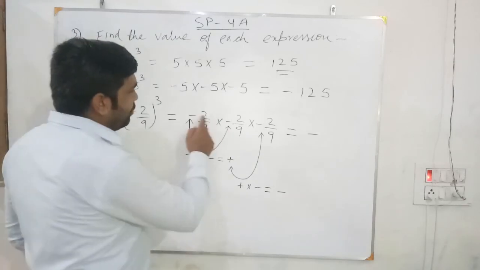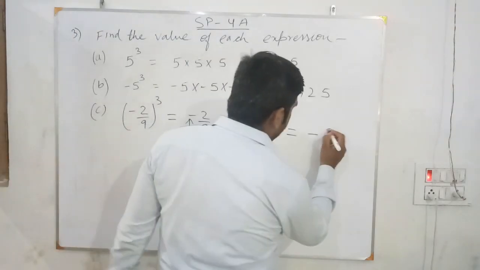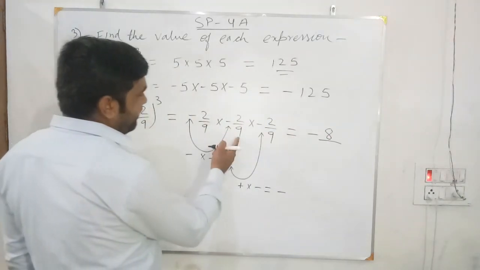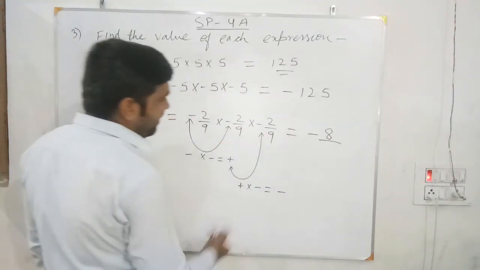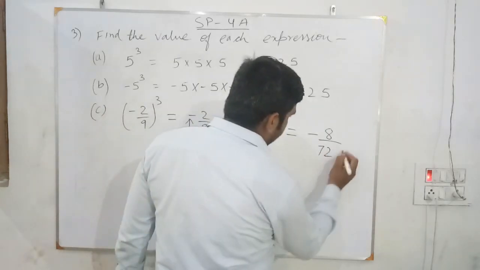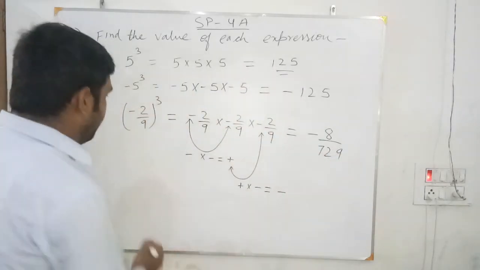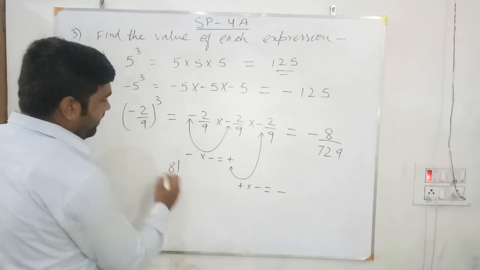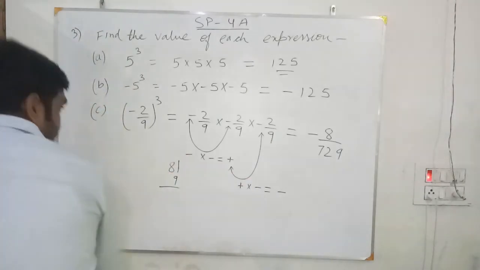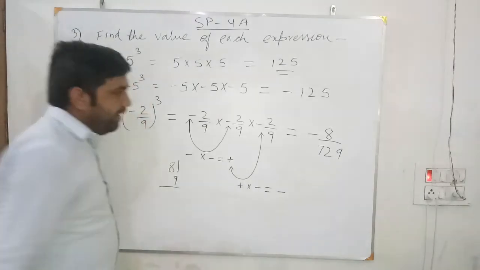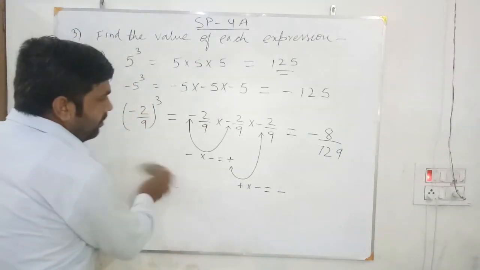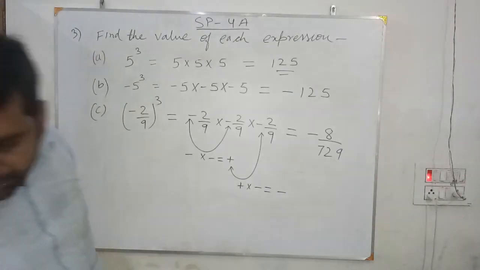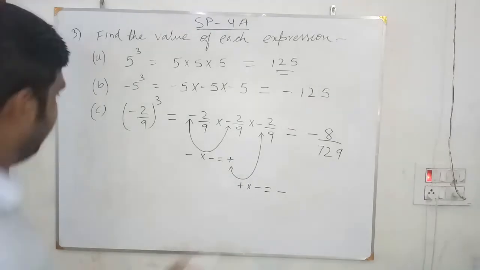So here you see 2 4s are 8, so minus 8, and in the denominator, 9 9s are 81 and 81 9s will be 729. So when you multiply 81 by 9, 9 ones are 9 and 9 8s are 72, 729. So you are going to get the value minus 8 by 729.